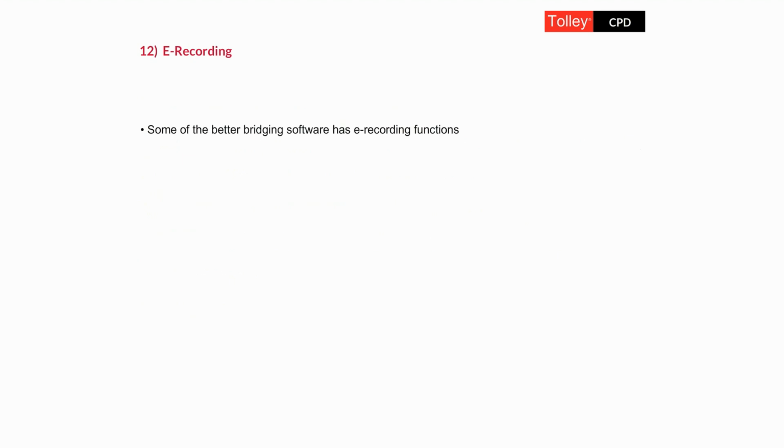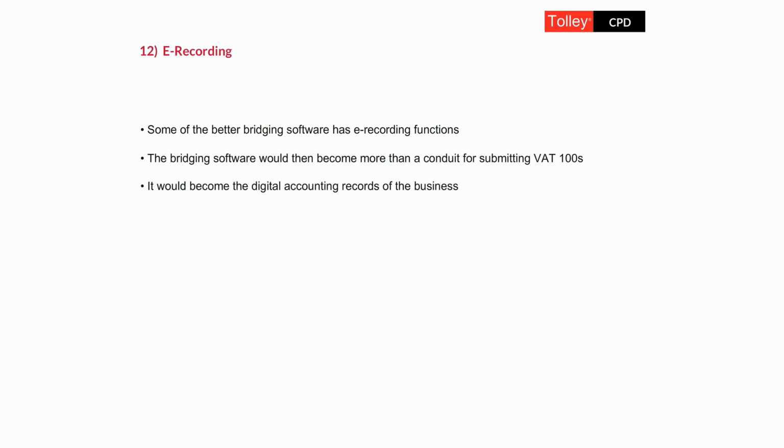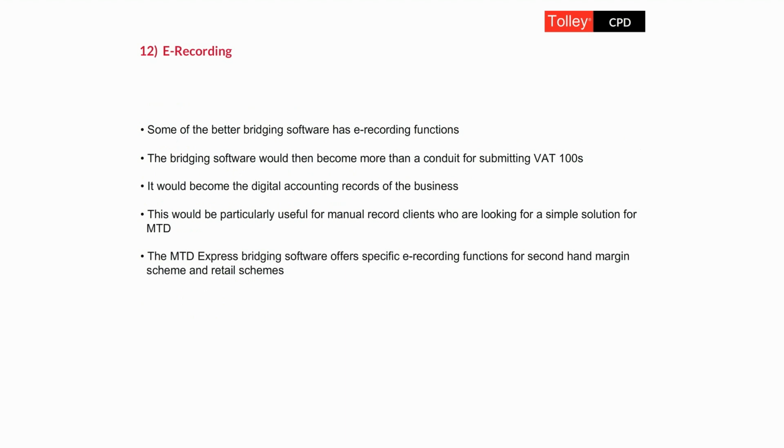Quick look at e-recording. Some of the better bridging software has e-recording functions. The bridging software would then become more than a conduit for submitting VAT 100s. It becomes the accounting records of the business. That's particularly useful for manual record clients who are looking for a simple solution for MTD. I know the MTD Express software is offering e-recording functions for margin scheme and retail schemes such as pubs, cafes, sandwich shops, etc. So trying to offer a simple solution for those clients.